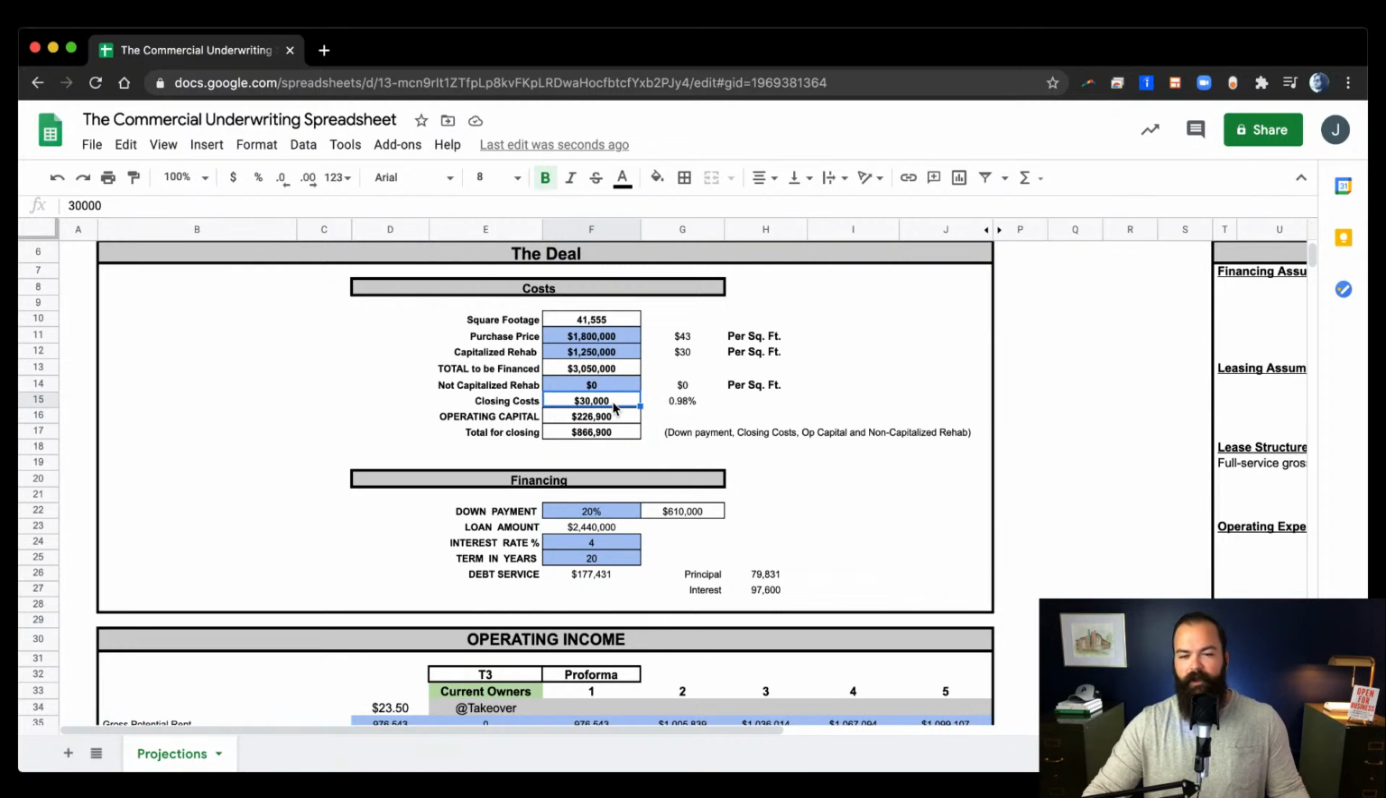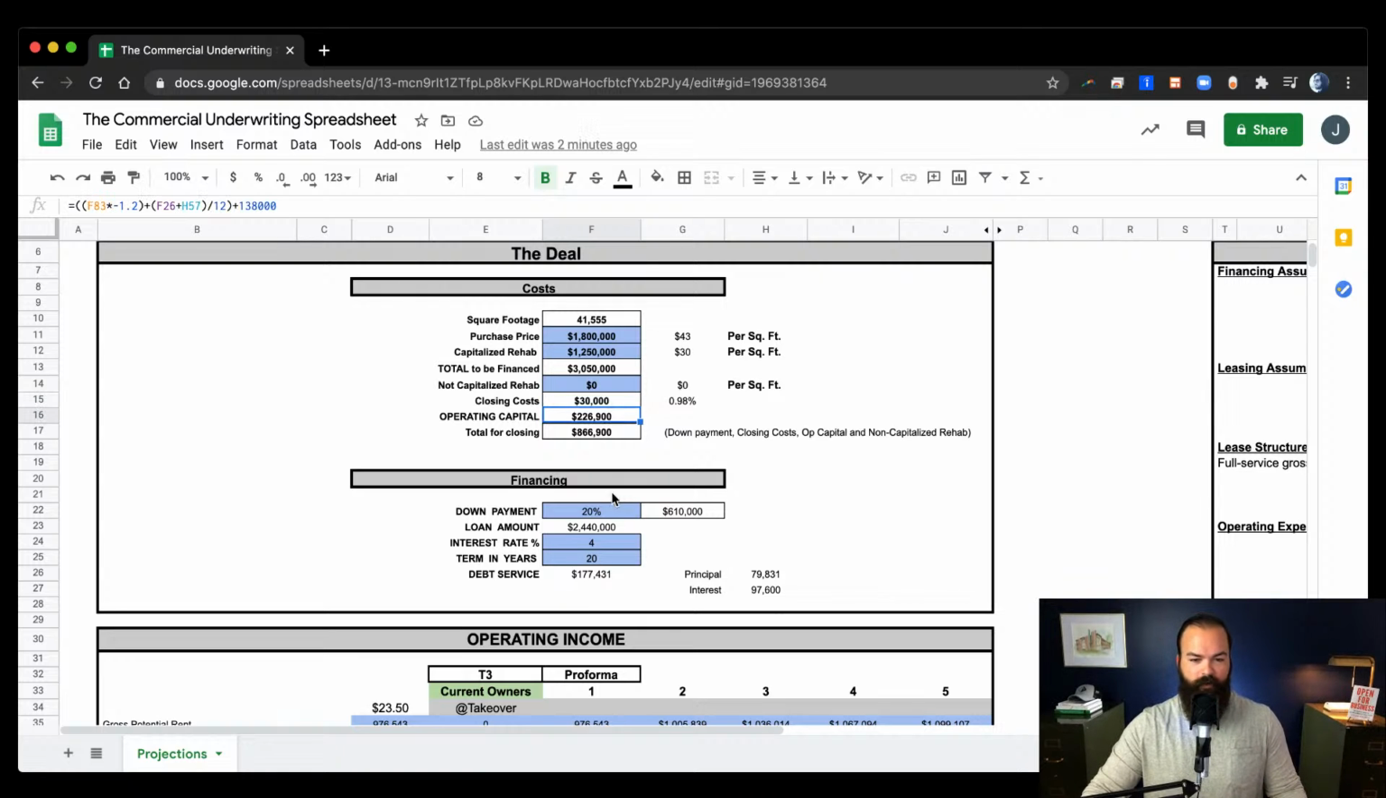Closing costs, I typically estimate those to be right around 1%. It's going to depend on the deal. If we're doing a syndication, obviously our closing costs will be a little bit higher, because we'll spend between $10,000 and $15,000 on legal fees just to get the PPMs put together. But 1% is a pretty good number.